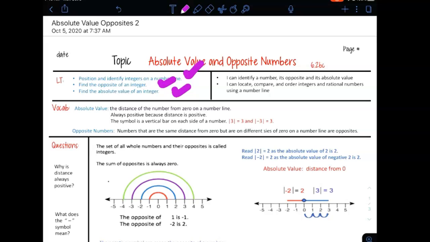Learning goals: I can identify a number, its opposite, and its absolute value. I can locate, compare, and order integers and rational numbers using a number line.